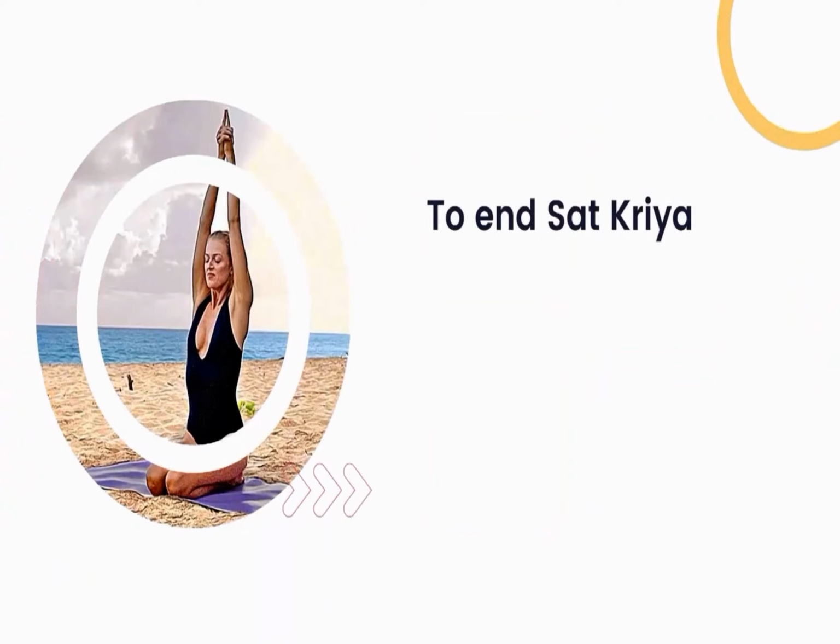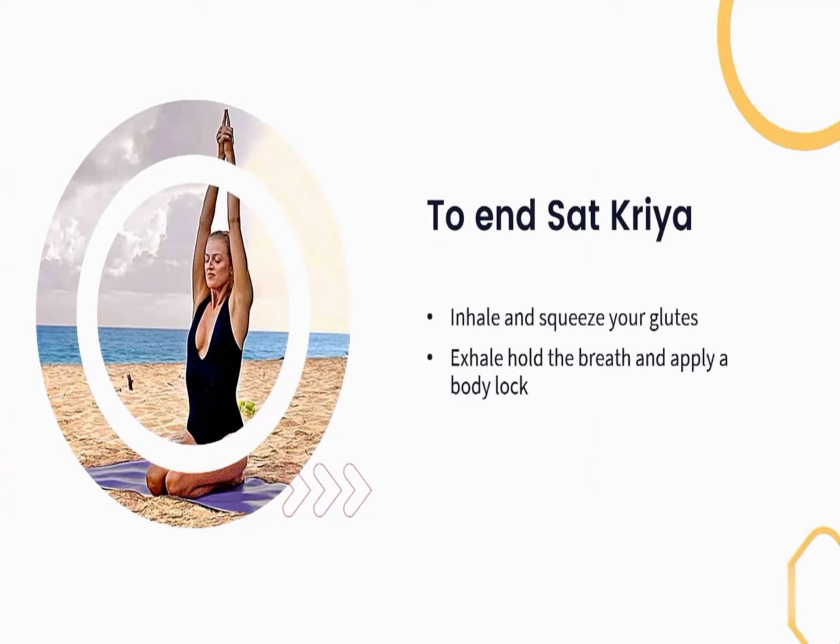To end the Sat Kriya, inhale and gently squeeze the glute muscles. Exhale completely. Inhale, exhale completely, and hold the breath as you apply a lock in the body, contracting the lower pelvis, lifting your diaphragm, gently tucking your chin towards your chest, and squeezing all the muscles from the pelvis to the neck. Hold the breath to your comfort and capacity. Inhale and relax. This Kriya focuses on the main energy channel and directing this energy through the chakras.